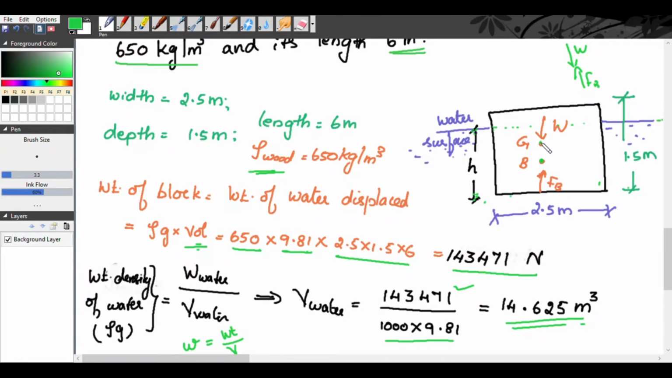Now see, this center of buoyancy lies below the center of gravity. The reason is, this is a floating body. The center of gravity of the floating body is 1.5 by 2, whereas center of buoyancy is the center of gravity of the water displaced. So it is h by 2. That is why the center of buoyancy lies below the center of gravity of the wooden block. That means when a body is floating on a fluid surface, the center of buoyancy normally lies below the center of gravity.